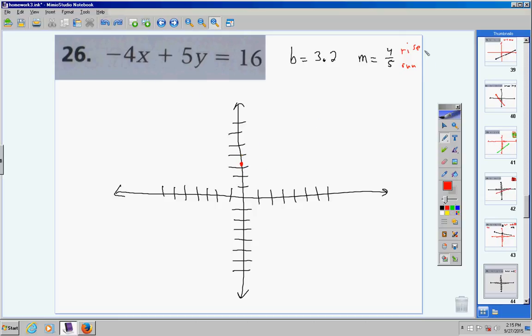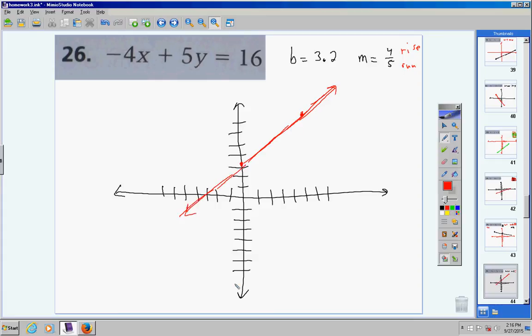So here we go. I'm going to rise 4. So I start here and I go 1, 2, 3, 4. So I'm right here. Then I run 5 over, which would be about right here. And that's just an estimation. But 1, 2, 3, 4, then over 5. And there we go. There's my line. Then use a straight edge and connect those 2 points, and you should be good.